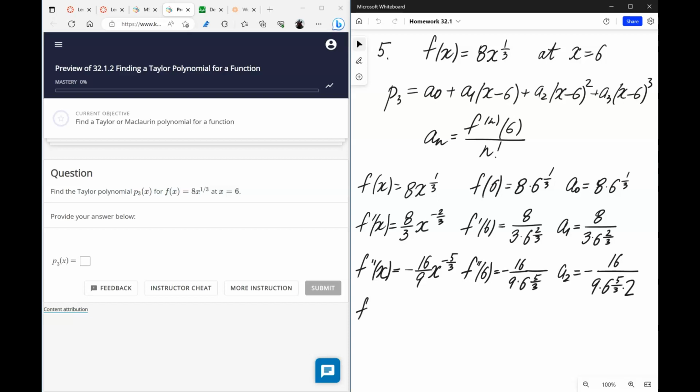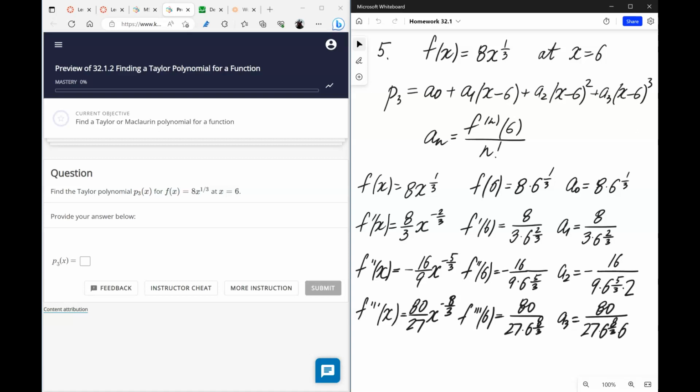Continue with the third derivative. We end up with 80 over 27 x to the power negative 8/3. Third derivative at 6 will be 80 over 27, 6 to the power 8/3. So the third coefficient will be 80 divided by 27, 6 to the power 8/3. But here we also have 3 factorial, which is 6.